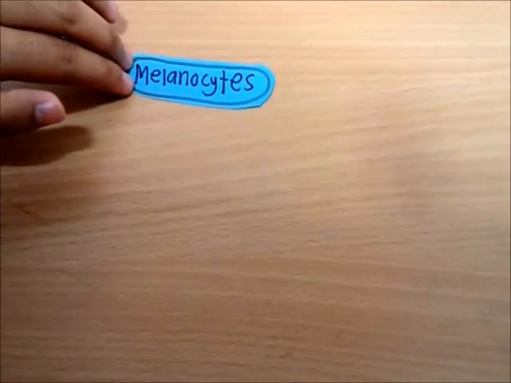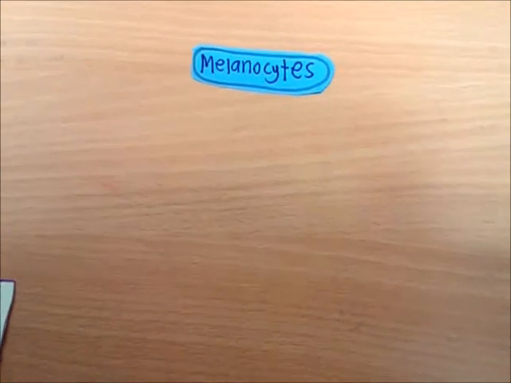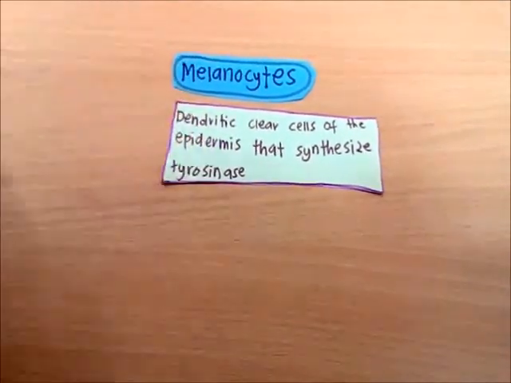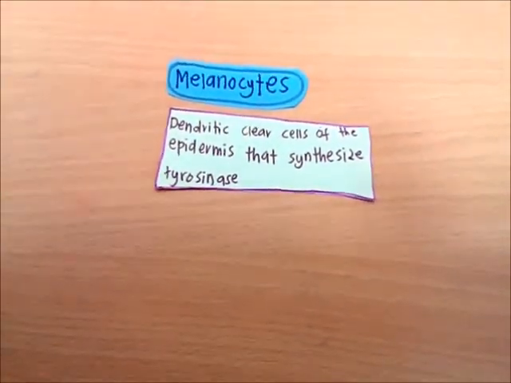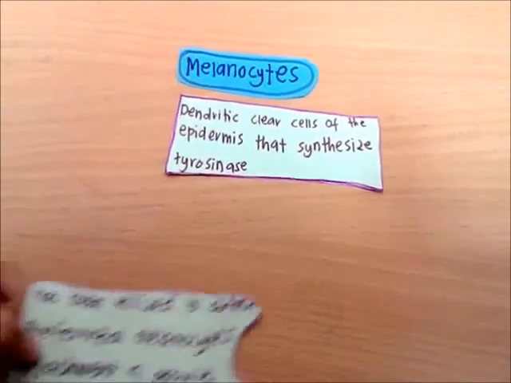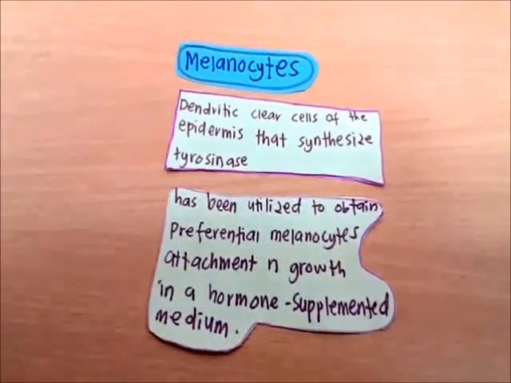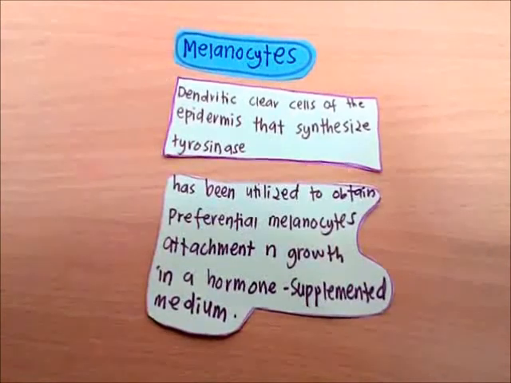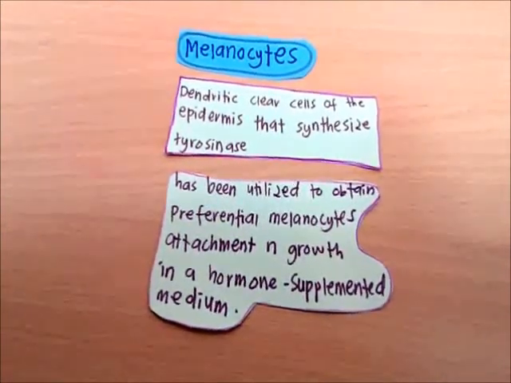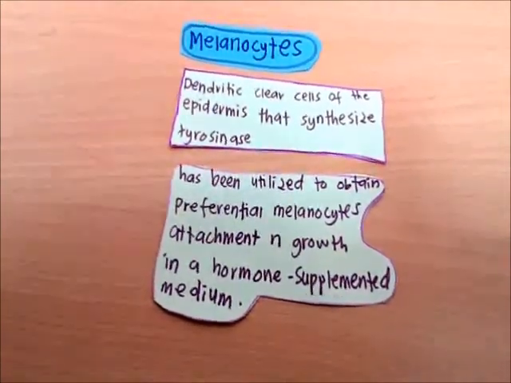Part of the neuroectodermal cell is the melanocyte. What is meant by melanocyte? Melanocyte is the dendritic glial cell of the epidermis that synthesizes tyrosinase. Besides that, it has been utilized to obtain preferential melanocyte attachment and growth in a hormone-supplemented medium.